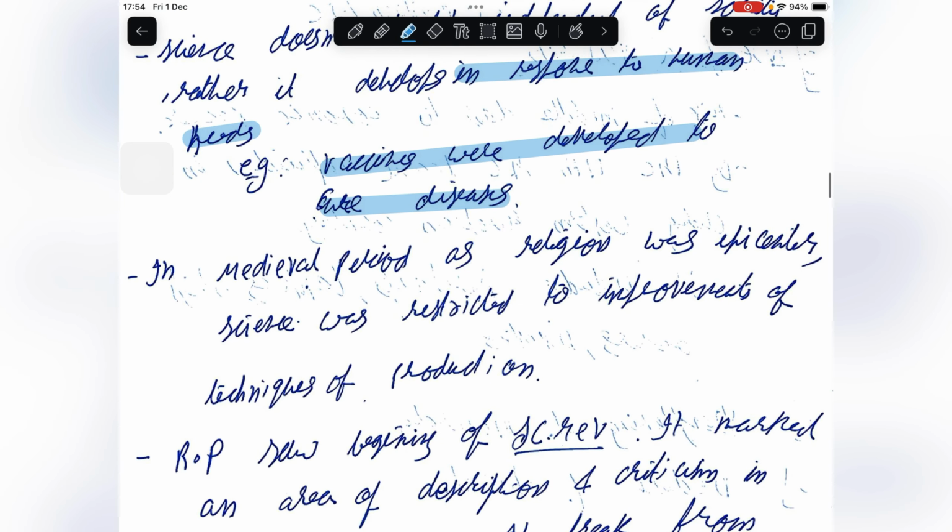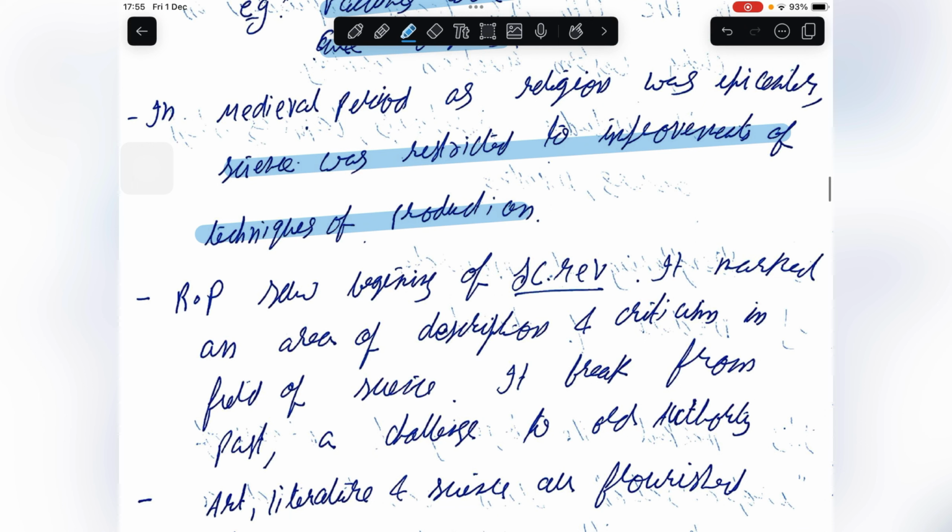In the medieval period, as religion was the epicenter, science was restricted to improvements of techniques of production. So before modernity, religion was the epicenter, and science was restricted to the means of production only. You could only use technology to increase production, factory instruments and all. Now it got expanded.